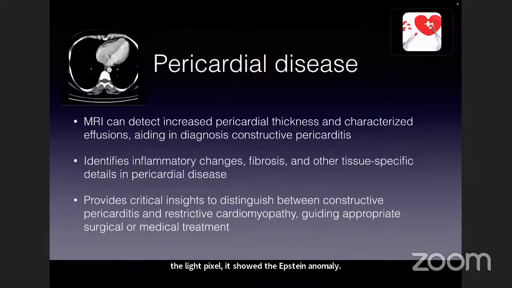Pericardial disease. MRI can detect increased pericardial thickness and characterize effusion, aiding in diagnosis of constrictive pericarditis, and identify inflammatory changes, fibrosis, and other tissue-specific details in pericardial disease. Provides clinical insight to distinguish between constrictive pericarditis and restrictive cardiomyopathy, guiding appropriate surgical or medical treatment.